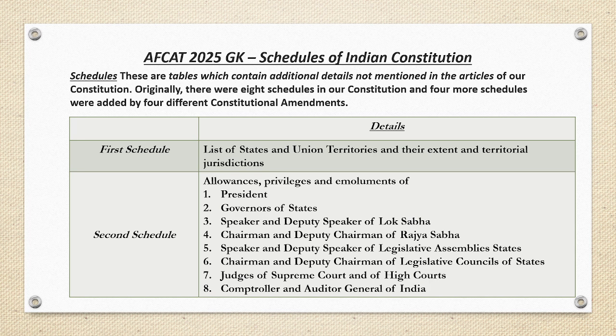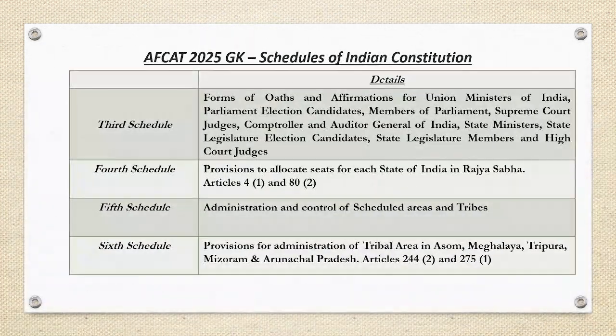And second schedule, it contains the details regarding allowances, privileges, and emoluments of president, governors of states, speaker and deputy speaker of Lok Sabha, chairman and deputy chairman of Rajya Sabha, speaker and deputy speaker of legislative assemblies of states, chairman and deputy chairman of legislative councils of states, judges of Supreme Court and judges of high courts, comptroller and auditor general of India.